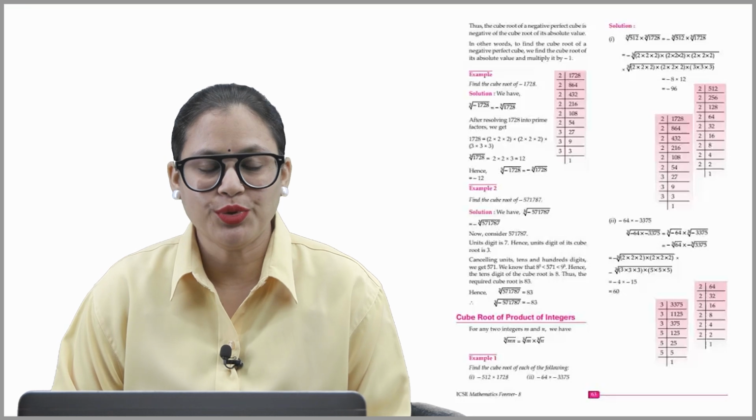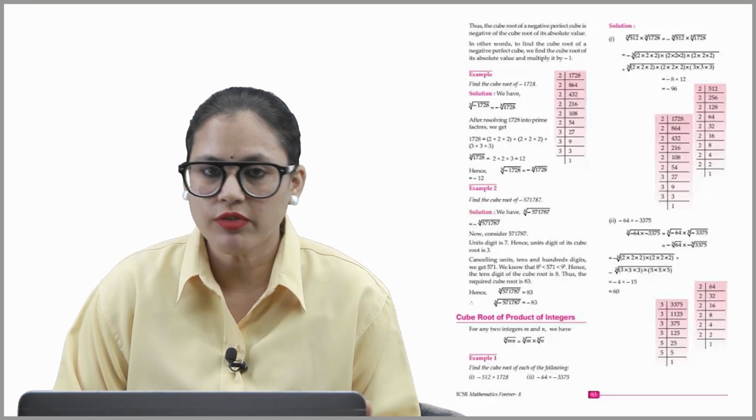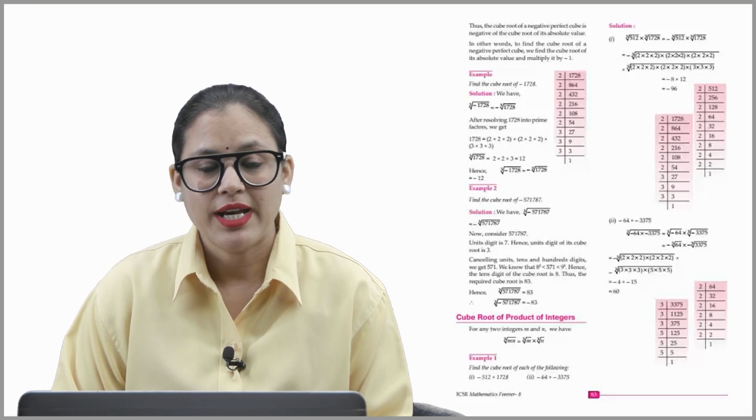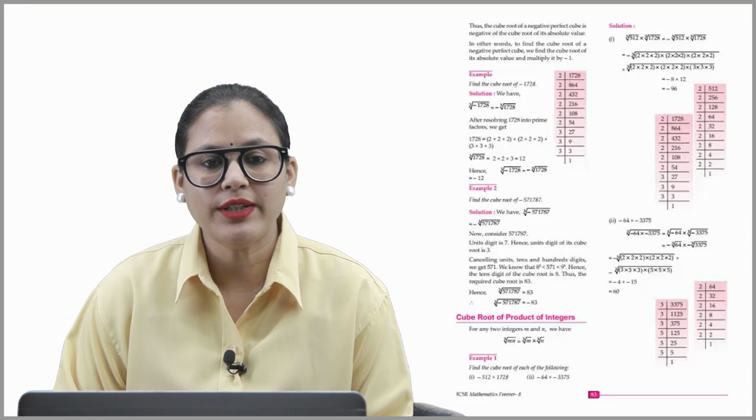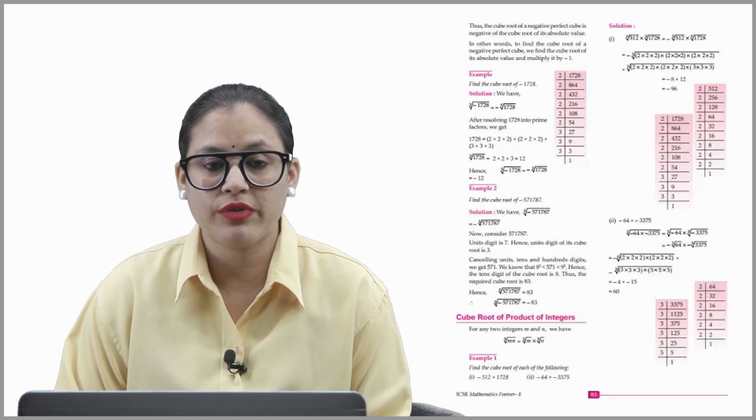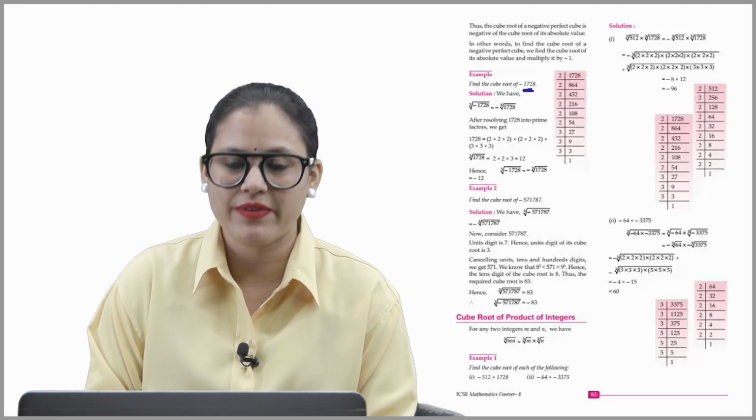Thus, the cube root of a negative perfect cube is the negative of the cube root of its absolute value. In other words, to find the cube root of a negative perfect cube, we find the cube root of its absolute value and multiply it by minus 1. For example, we have to find the cube root of minus 1728.